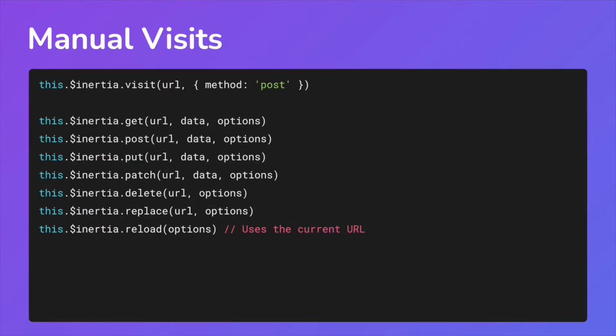We already know that we can make requests with Inertia by using the Inertia link component, but very often we need to perform these requests from our JavaScript itself. For this task, Inertia is offering a visit method, which you can call by accessing the Inertia object on your Vue instance. However, you probably will use one of these shortcut methods shown above.